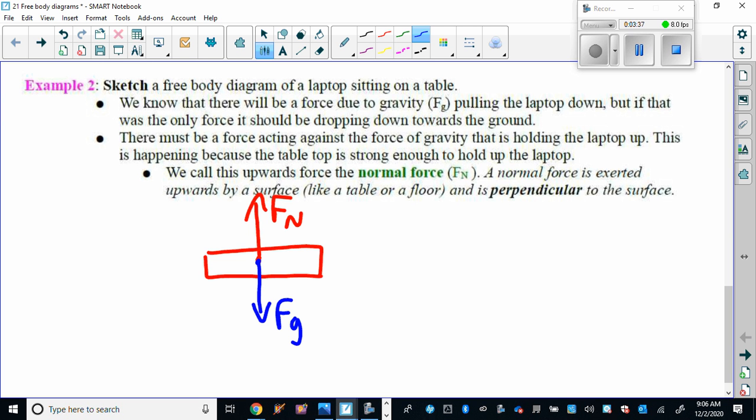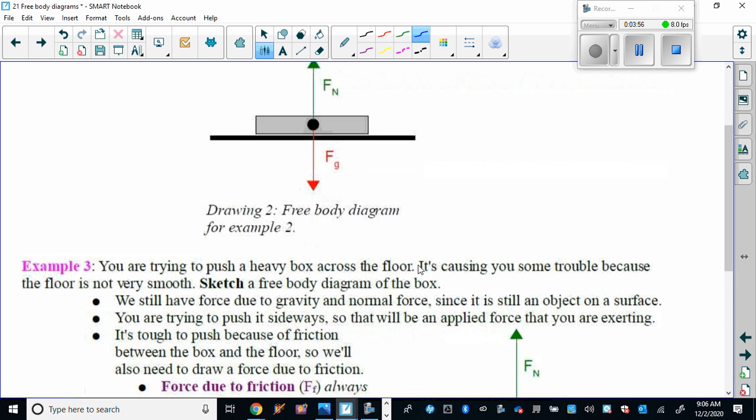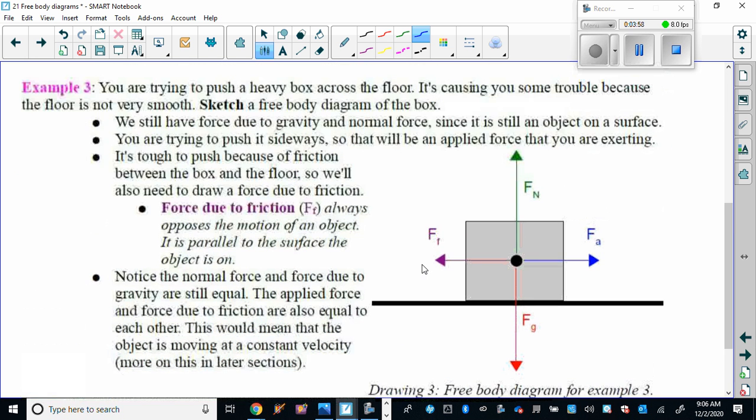And I'm emphasizing the words not accelerating. It could be moving at a constant velocity in either direction, and those forces would still be equal, right? Which is not intuitive and should probably mess with your head a little bit. As we go through this unit, you'll understand why that is the case. Okay, so there it is, number 3. We've got a box. You're trying to push a box across a heavy floor. We've done this one already.